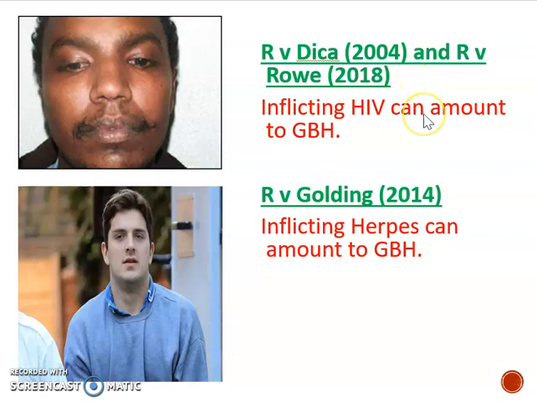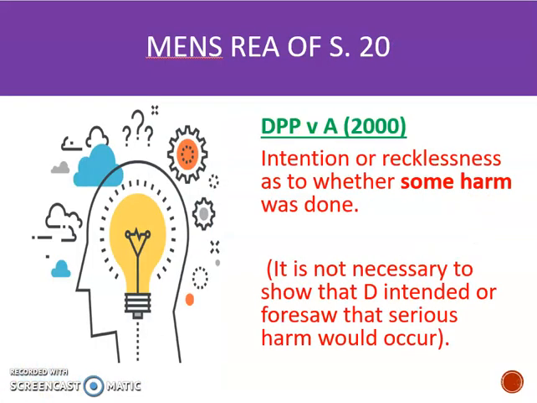But giving HIV can be GBH. Another really interesting case was Golding, and that said that inflicting herpes on someone can also amount to GBH. Look at the mens rea of Section 20 then.